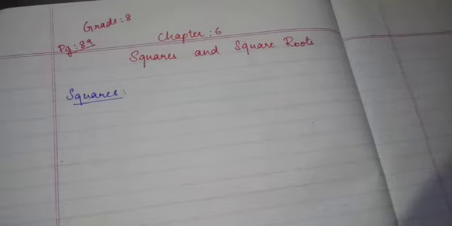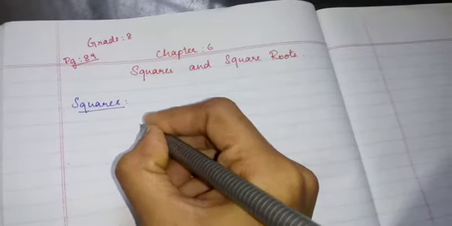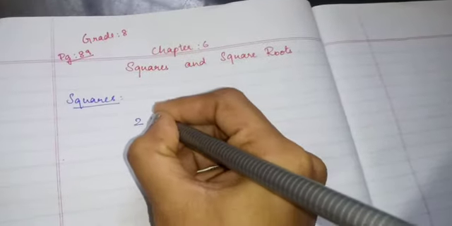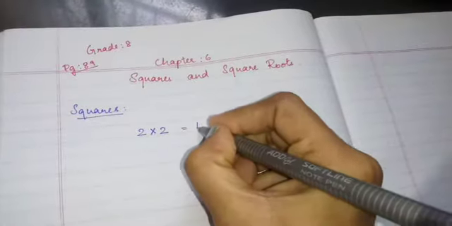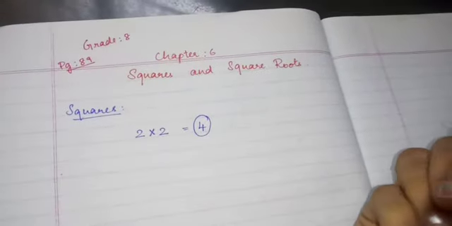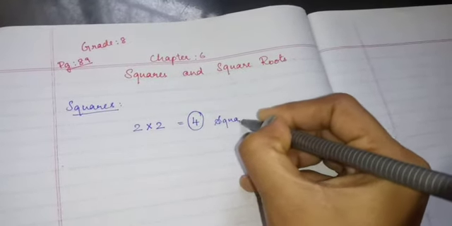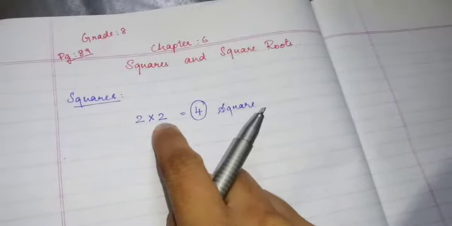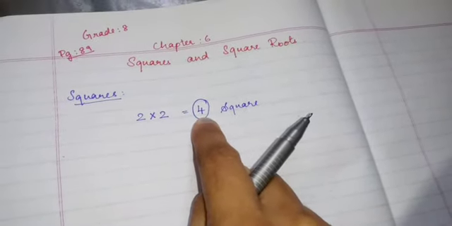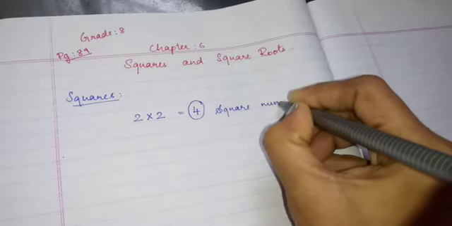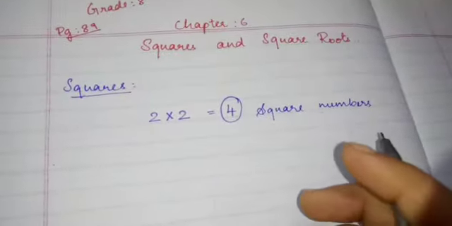Okay, squares is nothing but if you take a number, for example, if I take the number 2 and multiply with the same number, 2 2s are 4. So this value 4 is your square number. If you multiply a number with itself, you will get one answer, right? That is your square number. So you can find the square number for every number.